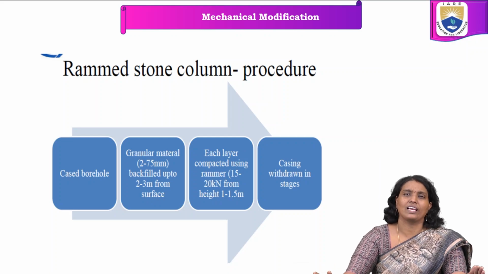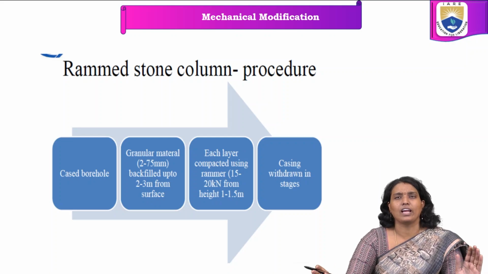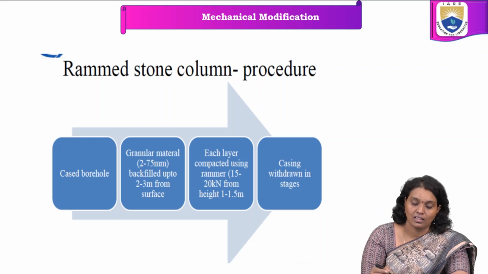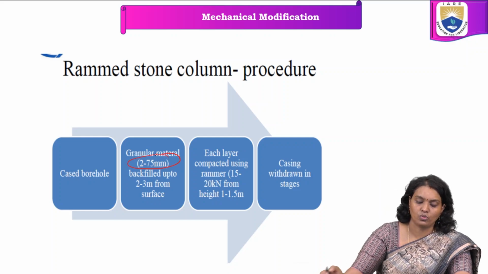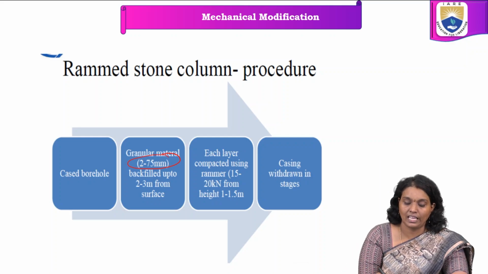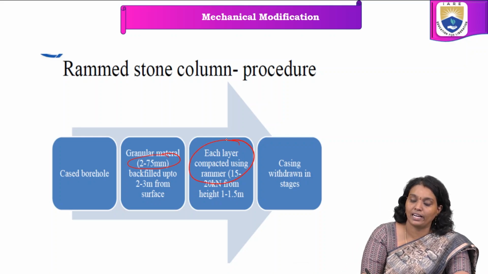In the rammed stone column, this is the procedure. First we case the borehole and fill the granular material, which is backfilled up to 2 to 3 meters from the surface, and each layer is compacted using the rammer. Here we compact layer by layer.